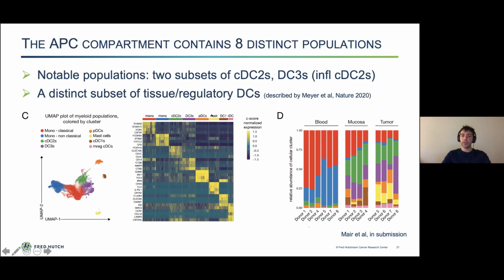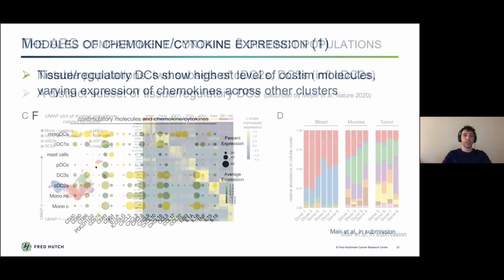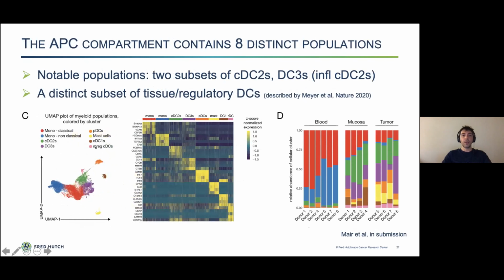We also found a surprisingly large population of mast cells, HLA-DR expressing mast cells, which I personally was not aware of before. And then we also found this population up here, which we in the beginning just dubbed tissue DCs, but in the meantime, there has been a publication coming out of the Mair lab in New York, where they dubbed this population MREG DCs, and throughout this talk, I will adopt the same nomenclature.